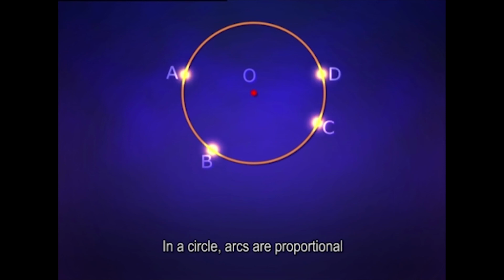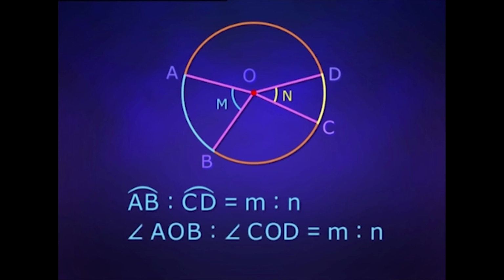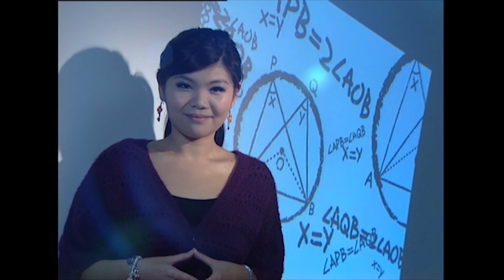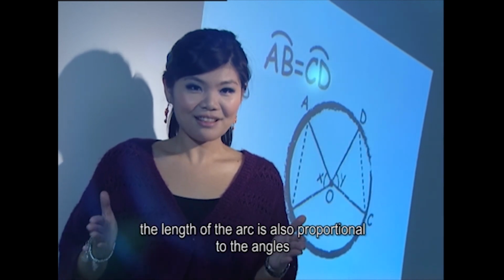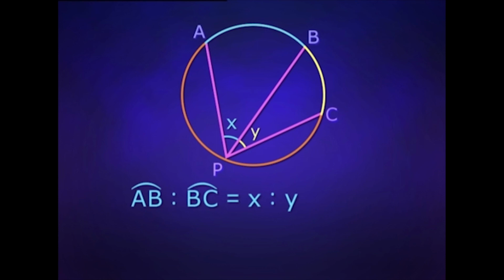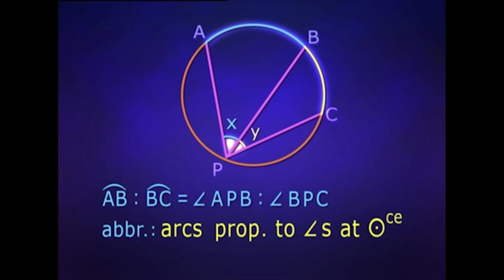In a circle, arcs are proportional to their corresponding angles at the center. The theorem is arcs proportional to angles at center. In addition to arcs proportional to angles at the center, the length of the arc is also proportional to the angles they subtend at the circumference. The theorem is arcs proportional to angles at circumference.